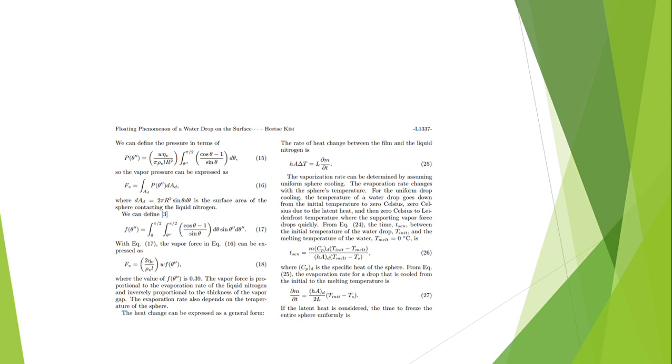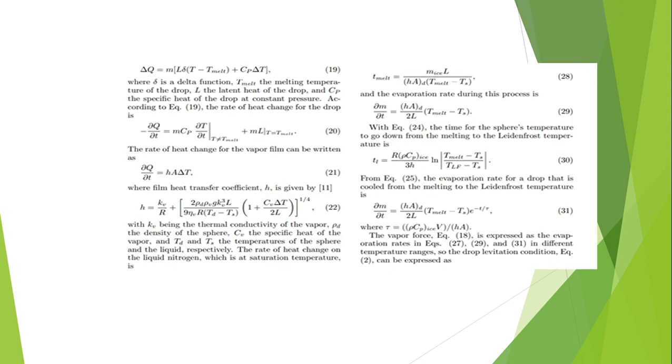The heat change can be expressed in general form. The rate of the heat exchange between the film and the liquid nitrogen will be different. As you can see, delta Q, the heat change, equals M over L partial T minus T melt plus Cp delta T. That will become equation 19, where partial is the delta function, T melt is the melting temperature of the drop, L the latent heat of the drop, and Cp is the specific heat of the drop at constant pressure.